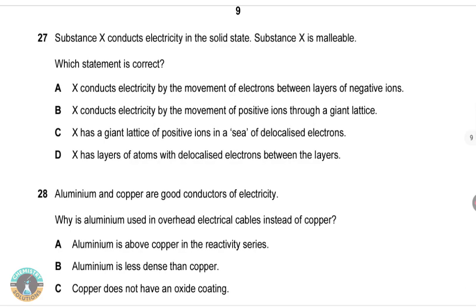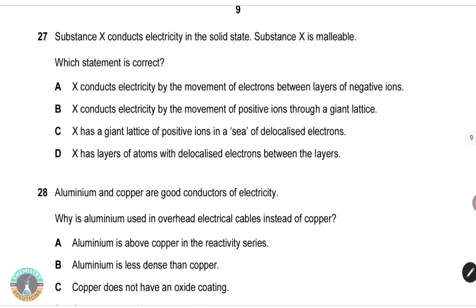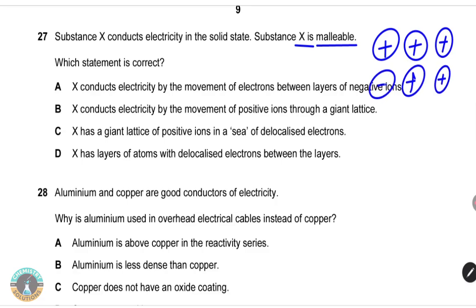Substance X conducts electricity in the solid state. Which statement is correct? X conducts electricity by the movement of electrons between layers of negative ions. X is malleable. What does it tell us? That X is a metal, and a metal has positively charged ions and negatively charged electrons. So electrons move to conduct electricity. These electrons are the delocalized electrons.